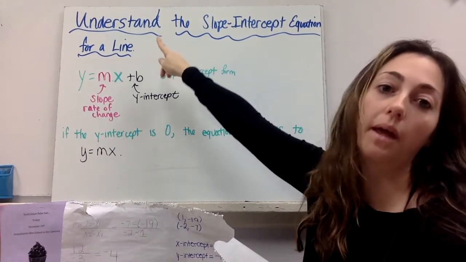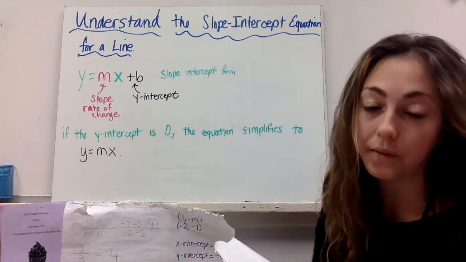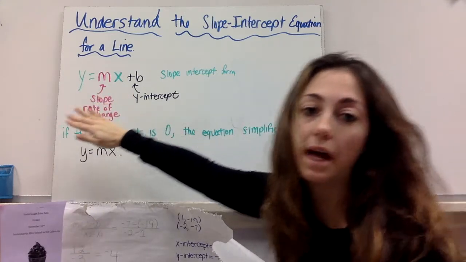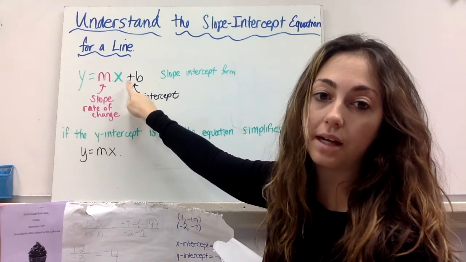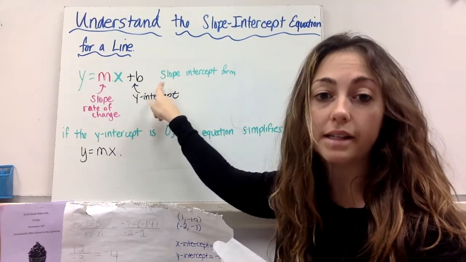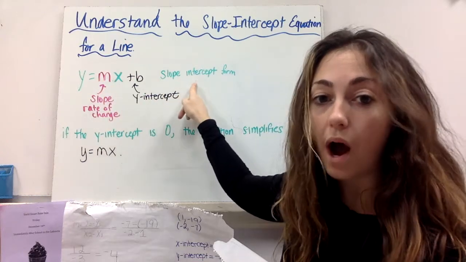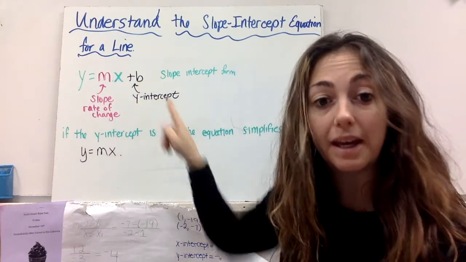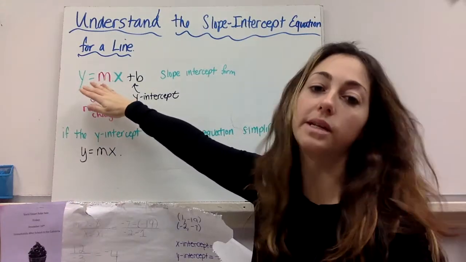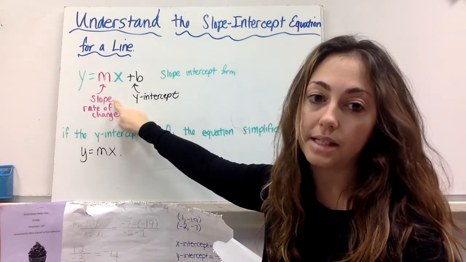Hello, today we are talking about understanding the slope-intercept equation for a line. So we've talked about it already, y equals mx plus b. This is slope-intercept form, and that's because it gives you the slope, that's your m, and your y-intercept, that's your b. So if you notice here, I wrote y equals mx plus b, and I drew an arrow to the m, stating that's your slope.